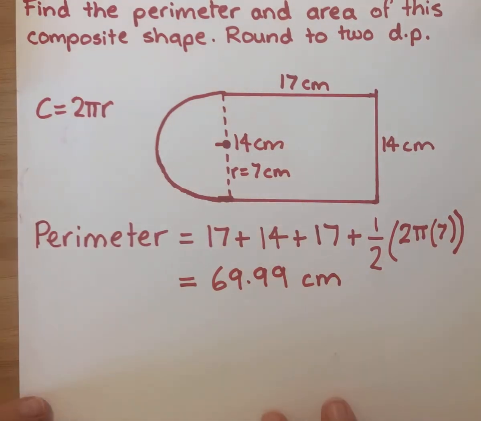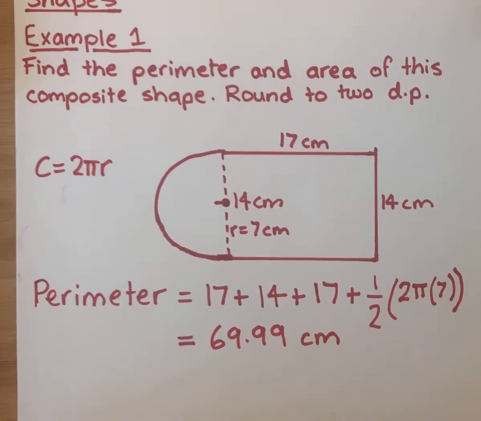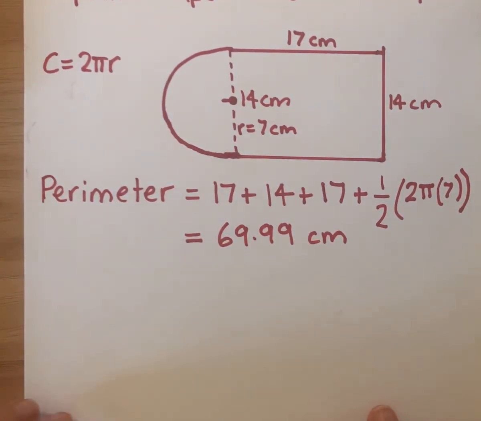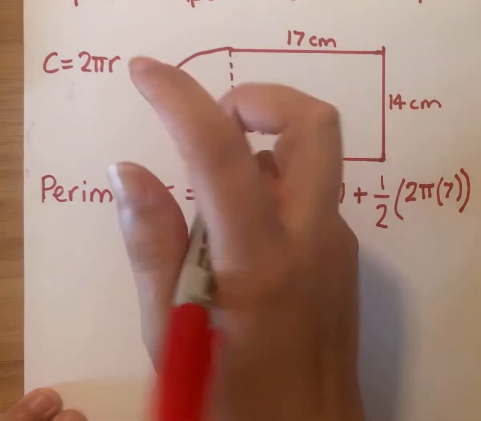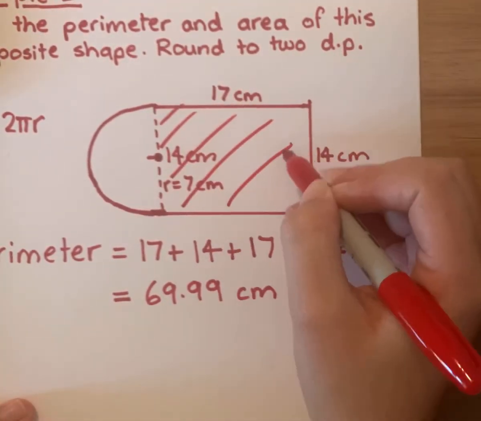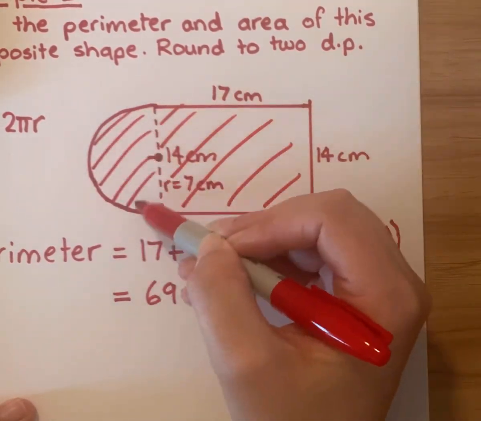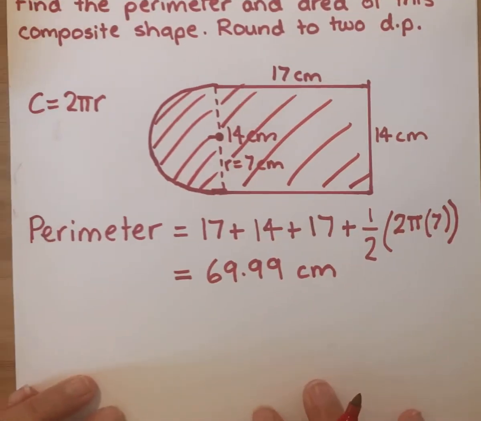So that's the perimeter. And the question also asks us to find the area, which I think is even easier. Basically, we just need to find the area of this rectangle, so all of this area inside here, plus the area of the semicircle, and then we'll have the total area.